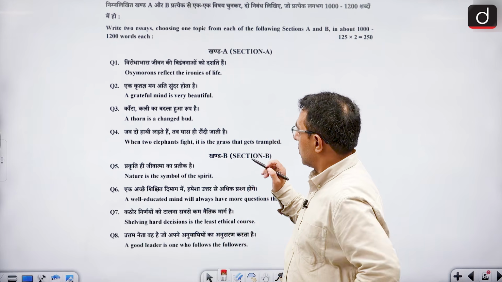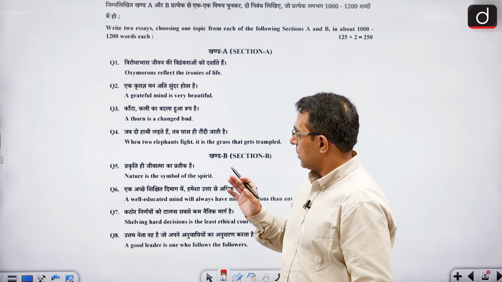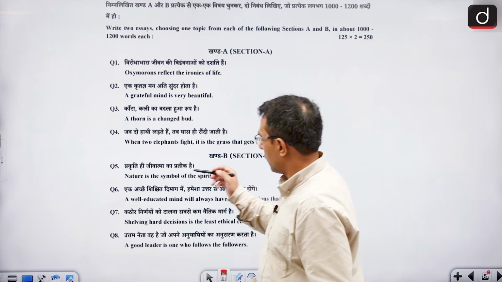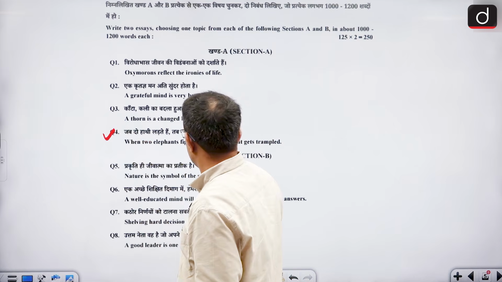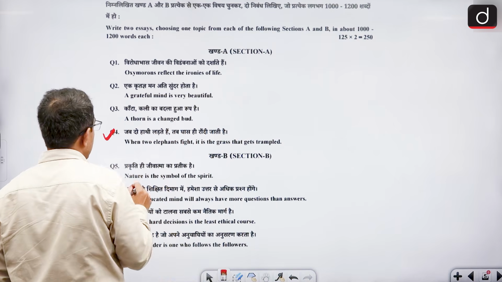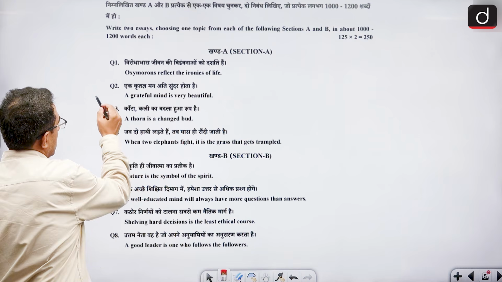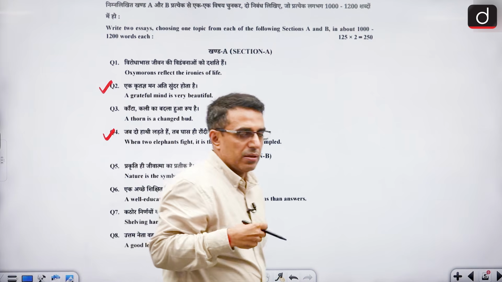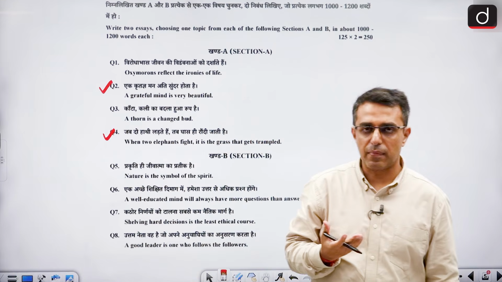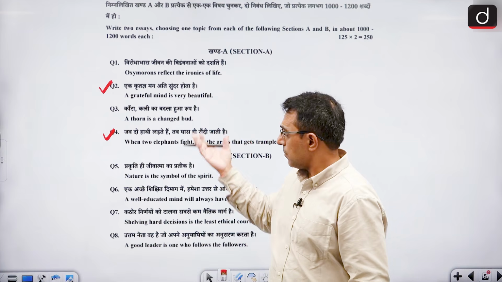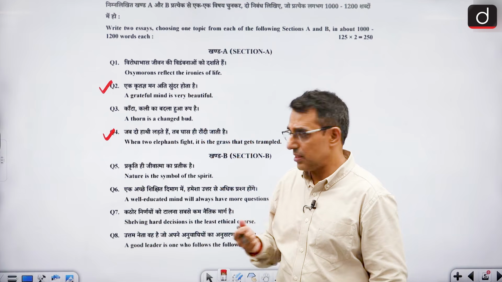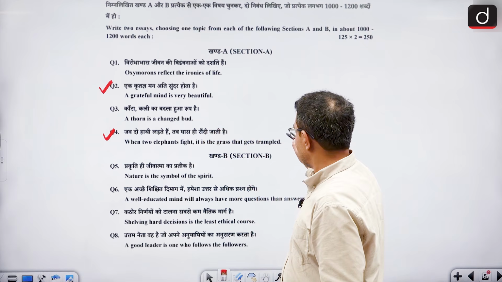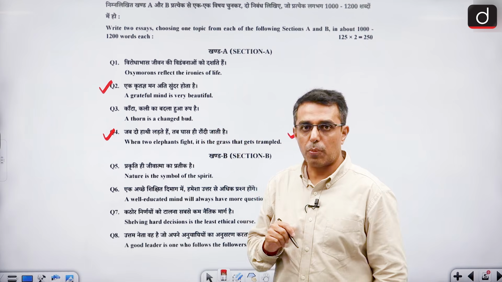And here the topic which seems to be very much doable, I would say topic number 4, when 2 elephants fight, it is the grass that gets trampled, and also the topic that a grateful mind is very beautiful. These 2 topics are simpler topics, and 2 and 4 seem to be good choices, but again we have to select or narrow down to one topic. So in that case, maybe I'll go with topic number 4.